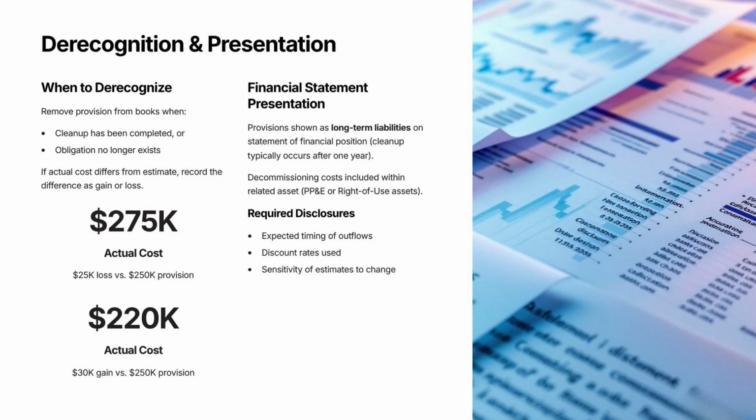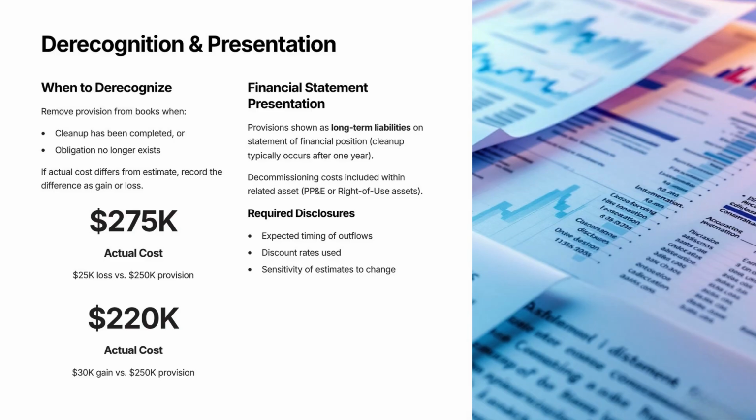For example, Green Peak Forestry recorded a provision of $250,000, but the actual cleanup cost ended up being $275,000. That extra $25,000 would be recorded as a loss. If instead they only spent $220,000, the $30,000 difference would be a gain. Now that the project is cleaned up and off the books, how do these items appear in the financial statements?